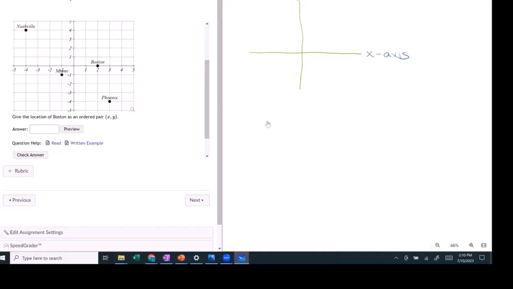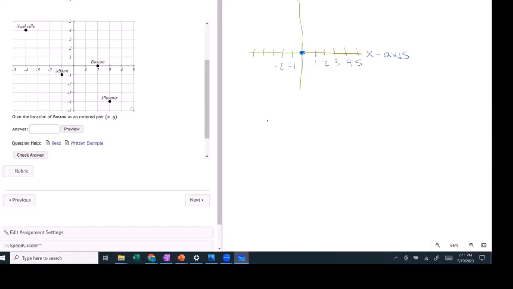This is the x-axis. This is the y-axis. Now, just like a number line, if this is 0, everything to the right is positive. This would be 1, 2, 3, 4, 5, and so on. Everything to the left is negative: -1, -2, and so on.